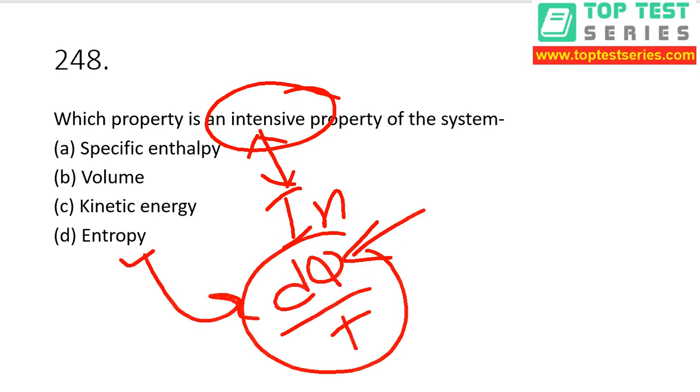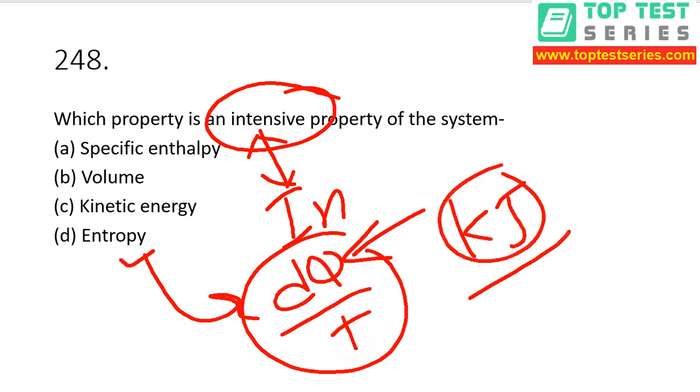It is like energy, right? Heat is not an energy, but it is a type of energy. Its unit is also joule or kilojoule, right? That means any type of energy we have is an extensive property because it is dependent on mass. So entropy is an extensive property, kinetic energy is an extensive property. Now volume is an extensive property, as we have just seen.